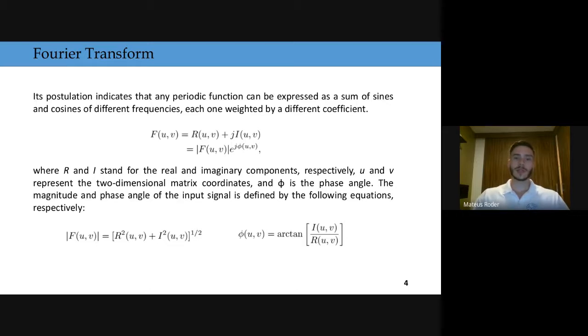The Fourier transform. Its postulation indicates that any periodic function can be expressed as a sum of sines and cosines of different frequencies, each one weighted by a different coefficient. Here we have the formulation of a general Fourier transform for a two-dimensional space with x and y, with u and v coordinates, and R and I stand for the real and imaginary components, respectively. U and V represent the two-dimensional matrix coordinates, and phi is the phase angle. The magnitude and the phase angle of the input signal are defined by the following equations, respectively.